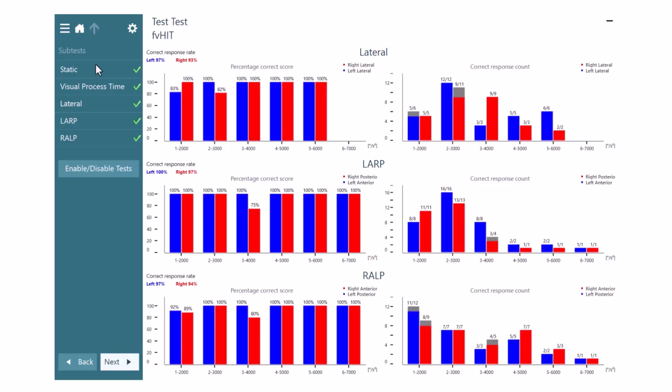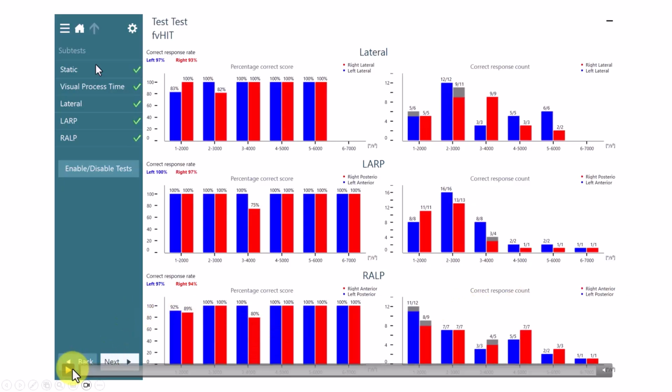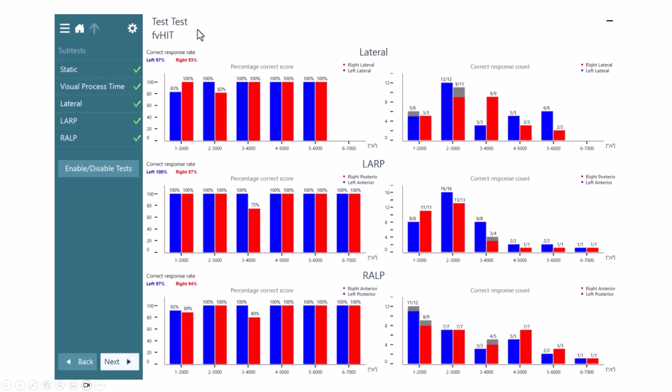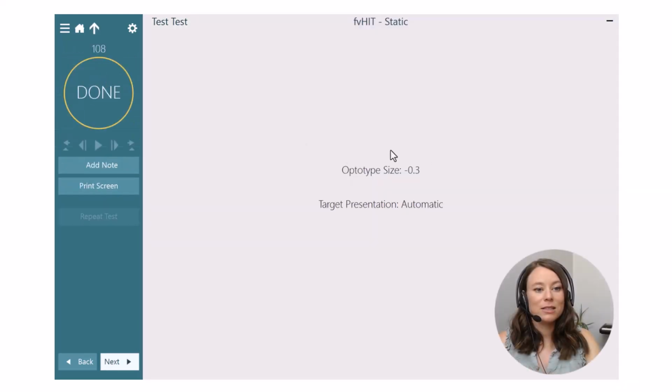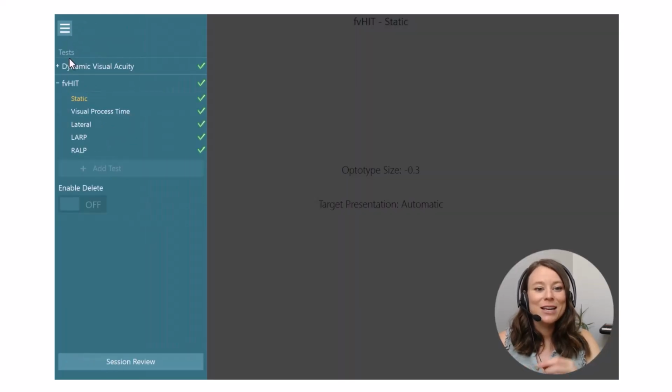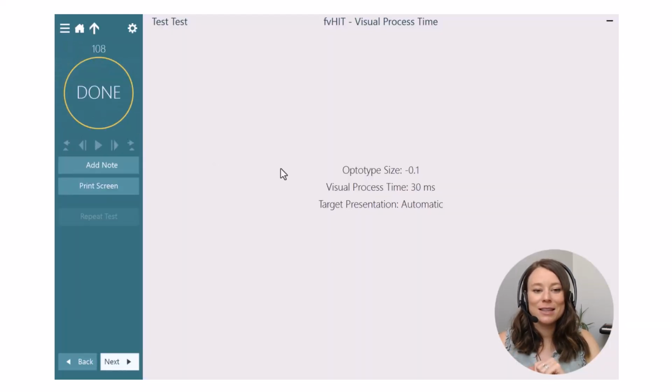First of all, let me give you a quick overview because there is a lot of data that we get from this test. I'm going to just show you a video of the summary screen that you see for the fvHIT test. You'll be brought to this page. If you look at that left blue toolbar, you're going to see all the subtests that were done as a part of this assessment. So first, we always start with that static visual acuity test. So you can click on that subtest to see the data from it.